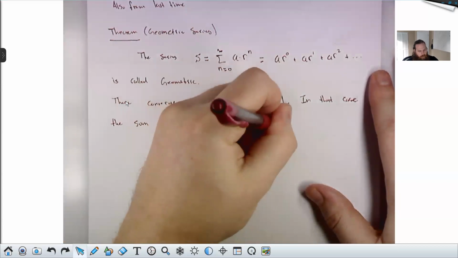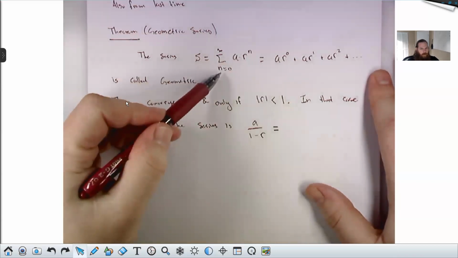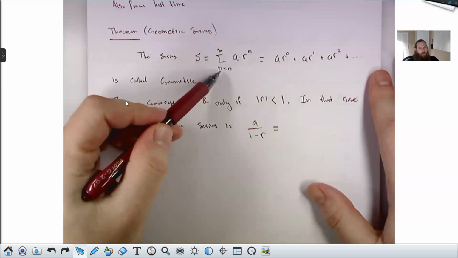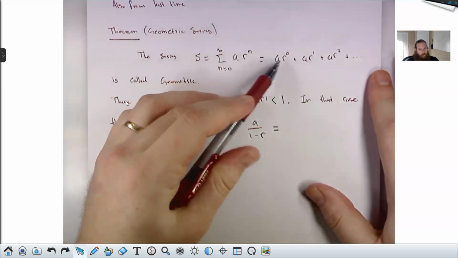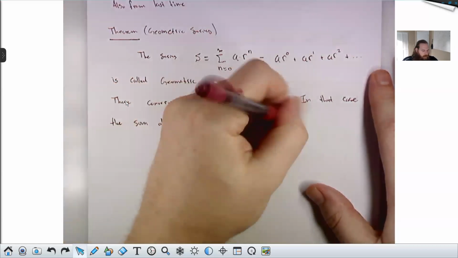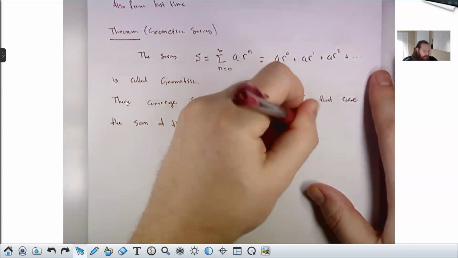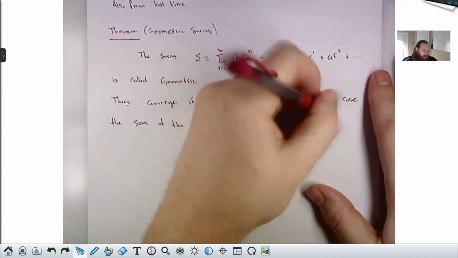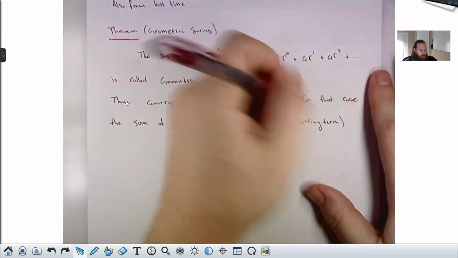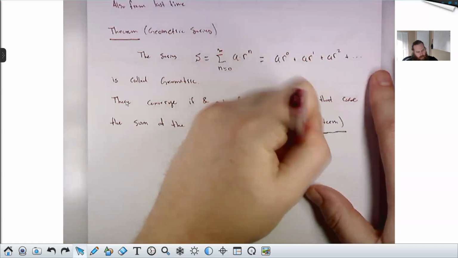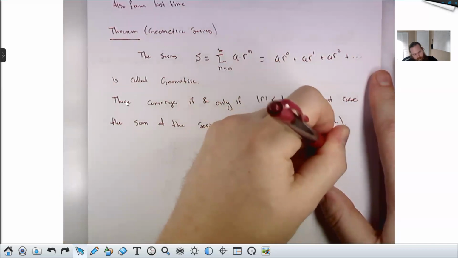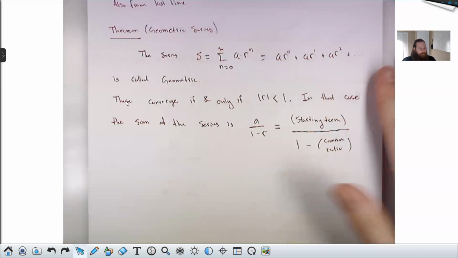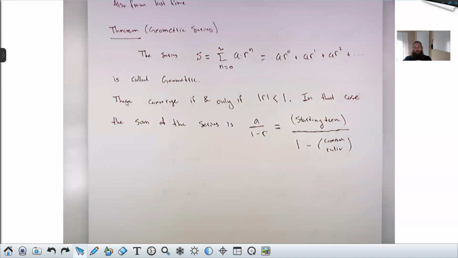And in general, the safer thing to remember, because this series could start anywhere, it doesn't need to start at 0. The starting term could be like n equals 3, which would mean that the first term here is a times r to the 3. The general result is you take the starting term and you divide by 1 minus the common ratio. We worked lots of examples with this on Monday, so I'm not going to do another one.